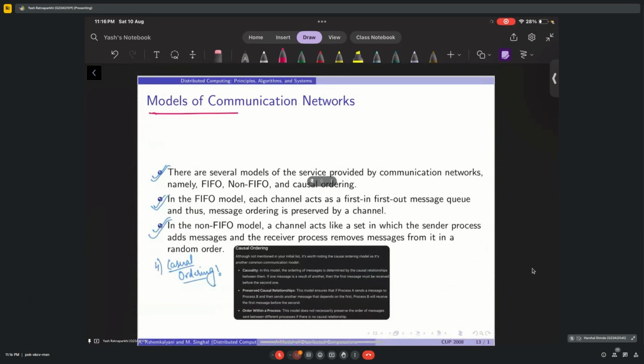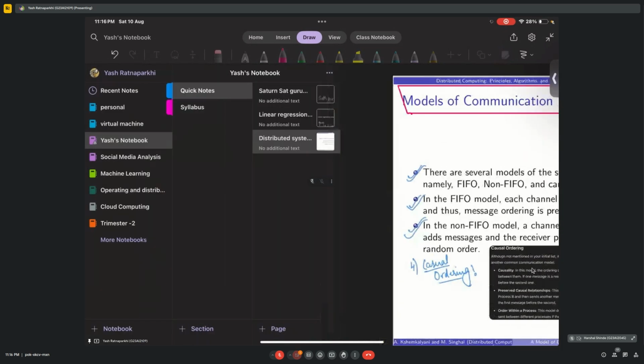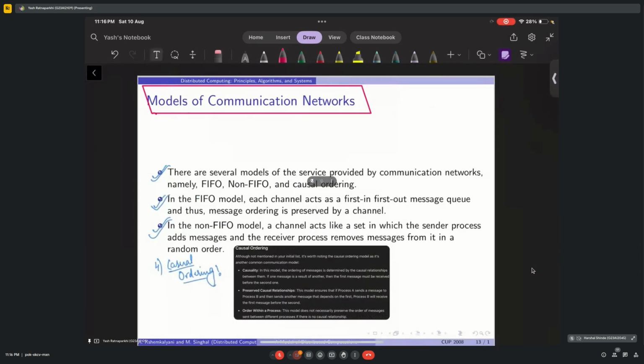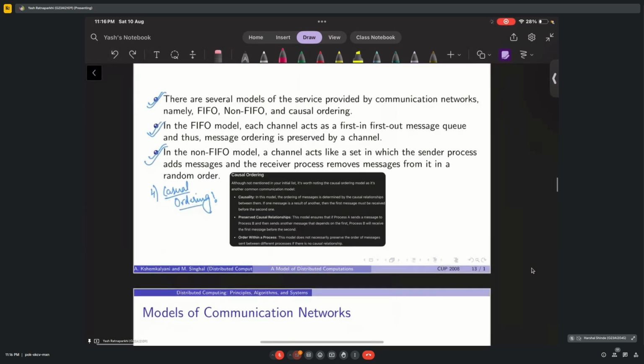This is another new topic to learn: models of a communication network. There are several models of service provided by communication networks, namely FIFO, non-FIFO and causal ordering. This is very basic, because we have studied it since childhood. I'll start with this. FIFO means first in, first out. In the FIFO model, each channel acts as a first in, first out message queue, and thus message ordering is preserved by a channel.